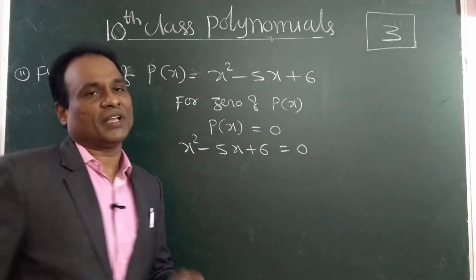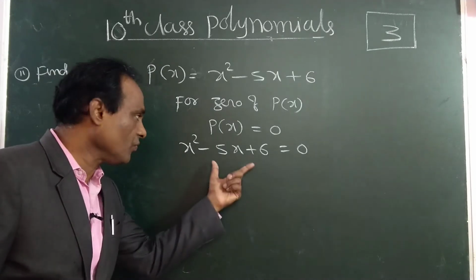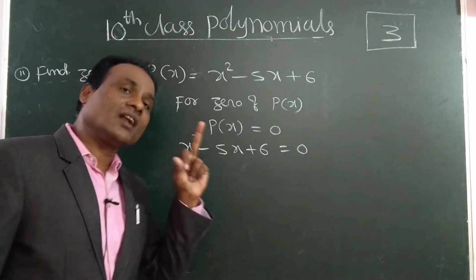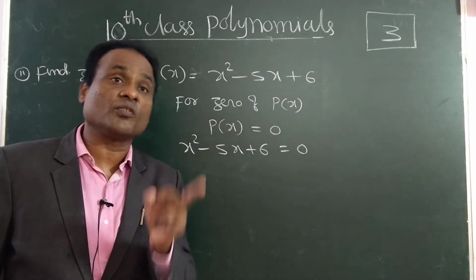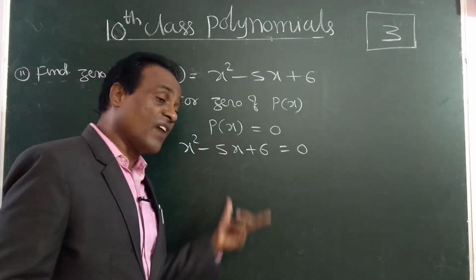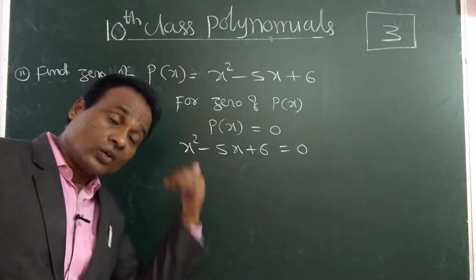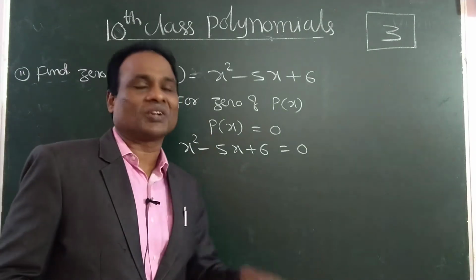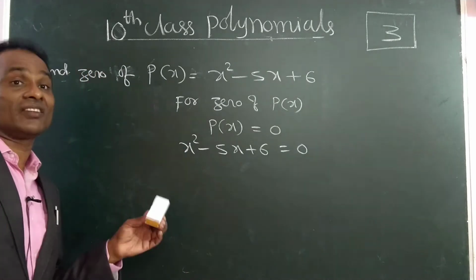We have two methods. One is we can factorize it. Second method is the formula x is equal to minus b plus or minus root of b square minus 4ac by 2a. We have the formula method and the factorizing method. So both the methods you studied. And the third method, another method we are going to study in this second exercise. So I will apply the factors method.